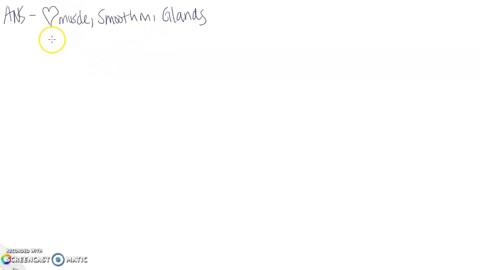It has two arms to it, two parts. The first one is the sympathetic system. And the second one is the parasympathetic system. So I'm going to compare these, show how they're structured, and compare them to the somatic system.